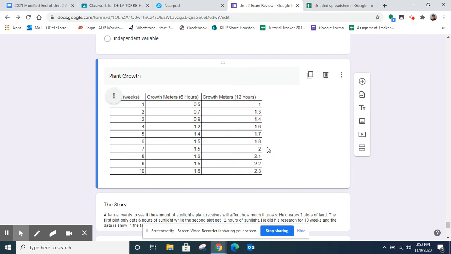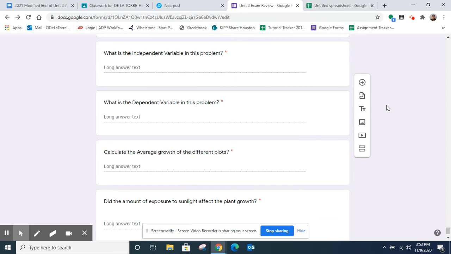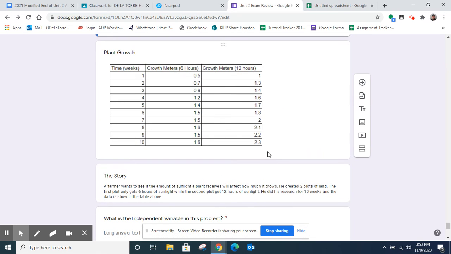Now that we have this, our independent variable, our x-axis is going to be time. Our dependent variable, our y-axis is going to be the growth in meters. Now we can go down, calculate the average growth of different plots. All right, this one's actually pretty simple. So all we got to do is add our numbers up together and divide by 10 because that's how many weeks we have. So we have 0.5.